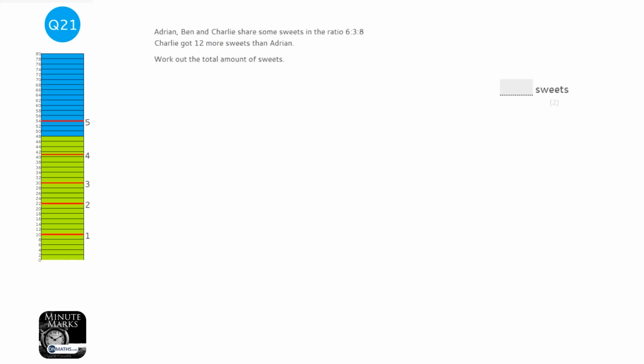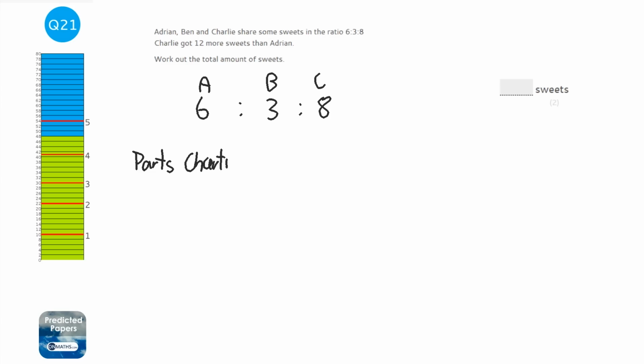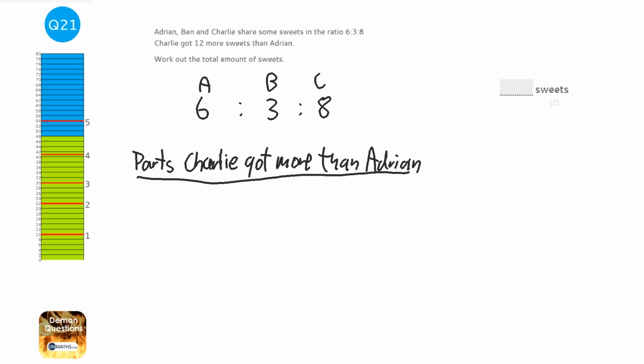Okay, so this question is a little bit more complicated than it first seems. We've got Adrian, Ben, and Charlie, and they share some sweets in the ratio of 6 to 3 to 8. And it says that Charlie got 12 more sweets than Adrian. Well, first of all, let's see how many more parts Charlie got than Adrian. Okay, so he got 8 take away 6 is 2. So he got 2 more parts.